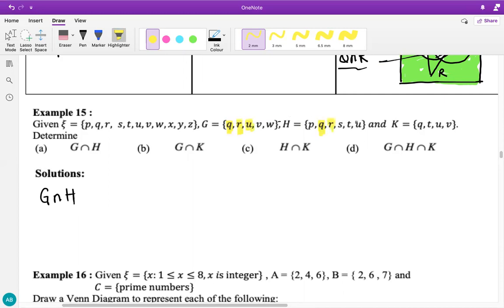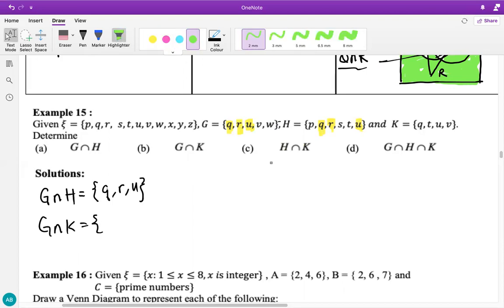U, V, W, here, no. Right? So the answer is very straightforward: Q, R, and U. Okay, so how about G intersect K?